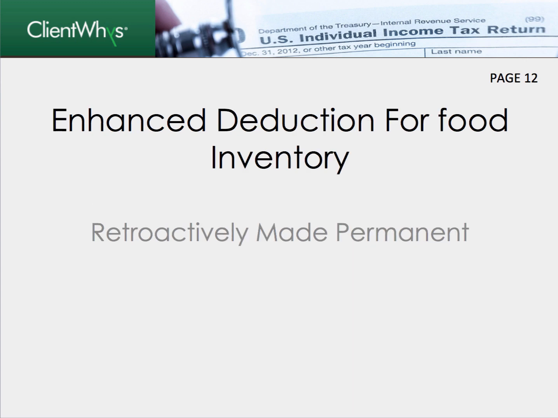Okay, next one is enhanced deduction for food inventory. I don't know how many of you deal with restaurants or small grocery chains or whatever, but through 2014, taxpayers were allowed a deduction for contributions of food inventory. A C corporation could deduct the lesser of the basis plus half the property's appreciation, or twice the property's basis, for contributions of food inventory that was apparently wholesome food. For taxpayers other than C corporations, the deduction for food can't exceed 10% of the taxpayer's aggregate net income for the tax year from all trades or businesses from which the contributions were made for that year. So if it happens to apply to you, that's been made permanent.